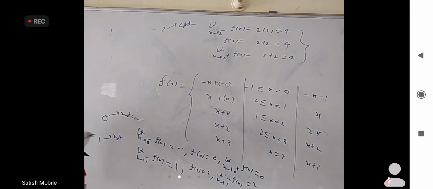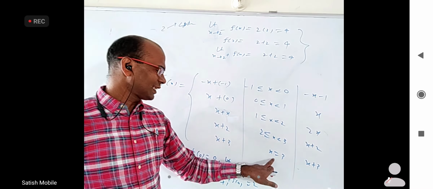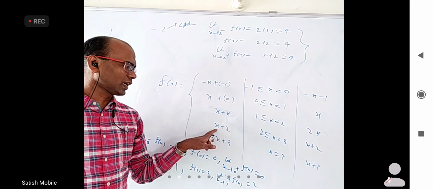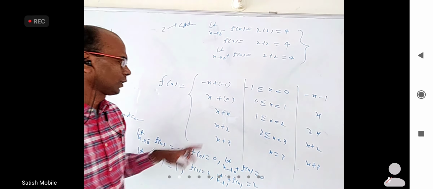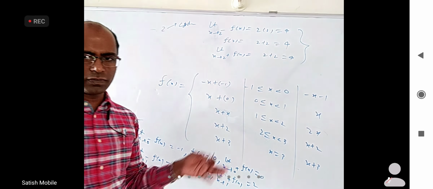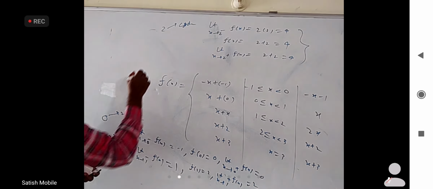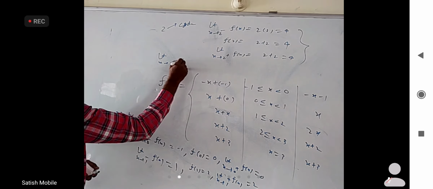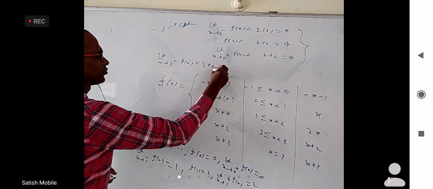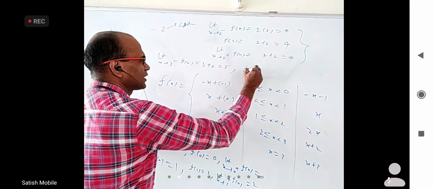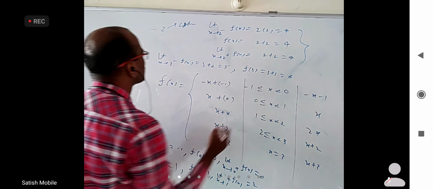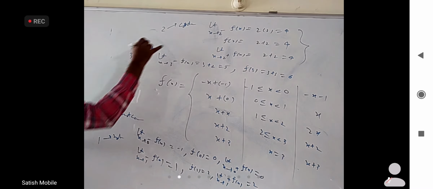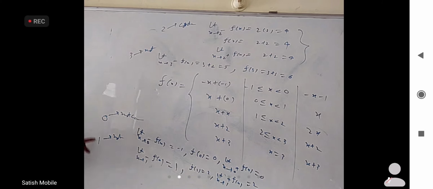What about at 3? You can see at 3 the answer is 6, but just before 3 the answer is 5, and after 3 there is no limit at all. The function is not even defined after 3. So limit x tends to 3 minus f of x is 3 plus 2, 5, whereas f of 3 is 3 plus 3, 6. So at 3 also it is not continuous. So at 0, 1, 3, three places it is not continuous. So at how many points is it discontinuous? At 3 points it is discontinuous. Only 3 points, option B.